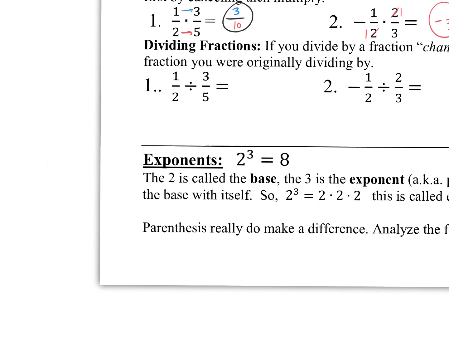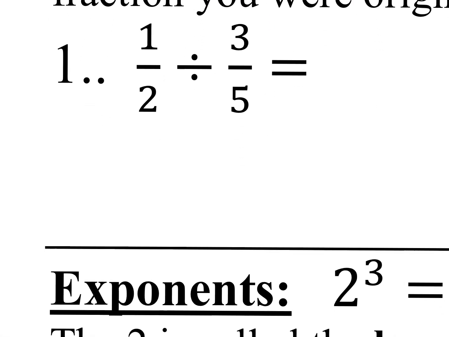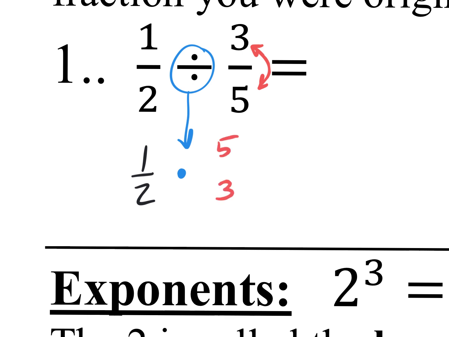Now, for the new stuff that we learned, when you're dividing by a fraction, you change the division to multiplication, and you flip the second fraction. So everybody, the first fraction is not going to change. Just rewrite it down here. This division is going to change to multiplication, and the second fraction is going to flip. So instead of 3/5, it'll be 5/3.